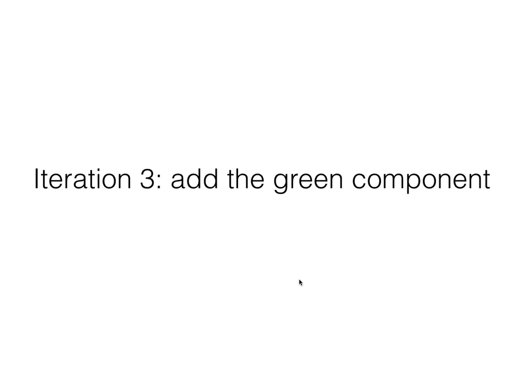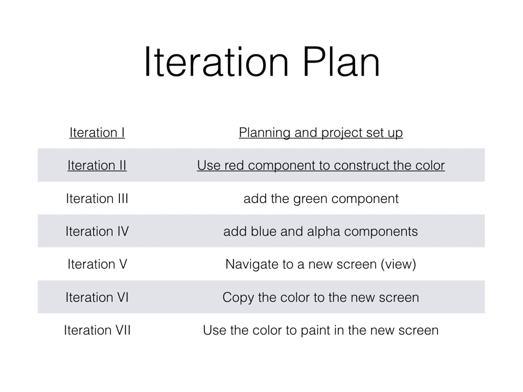Now we're ready to start on iteration number 3, and now that we learned how to construct and display a color with only one component when you use the red, let's add a second component and see what we need to do to accomplish that.